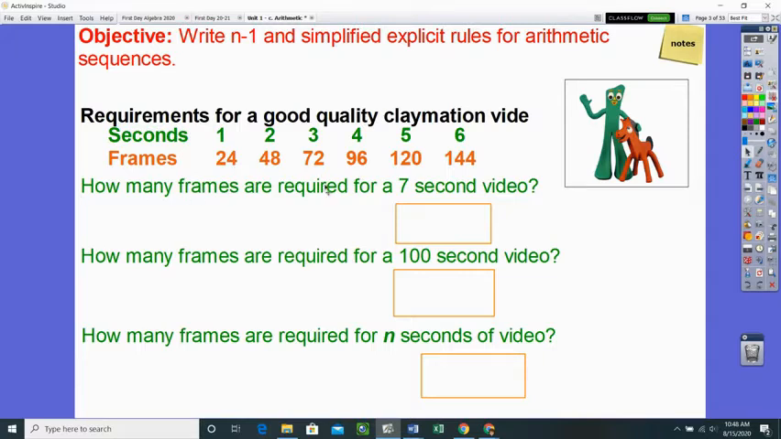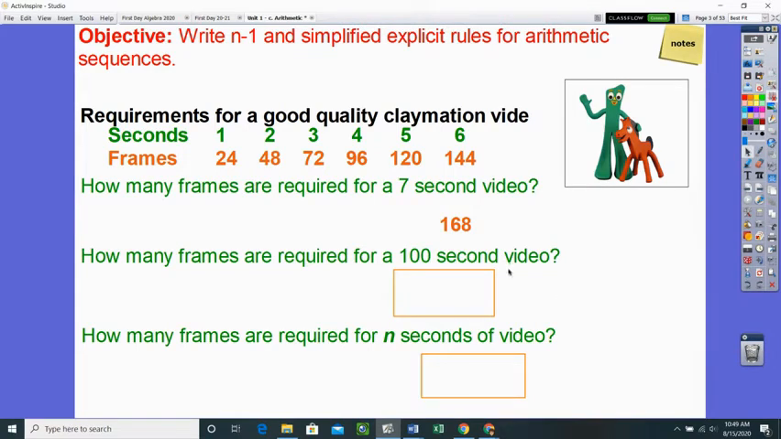So my question first off is, what if I wanted to know what a 7-second video would be? So I want you to imagine putting a 7 out here. How many frames would I need to get a 7-second video? So my question is, did you get 168?